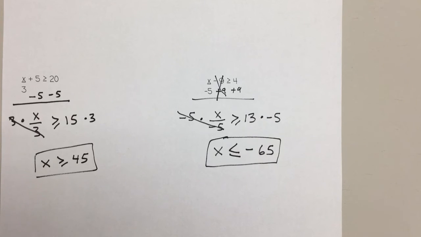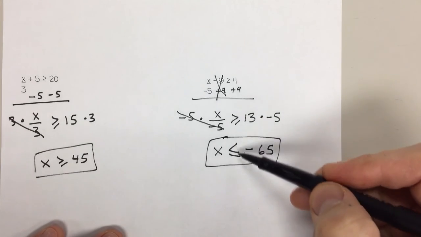So when solving two-step inequalities, just be careful. If your last step is to multiply or divide by a negative number on both sides of the inequality, you must change the direction of the sign.